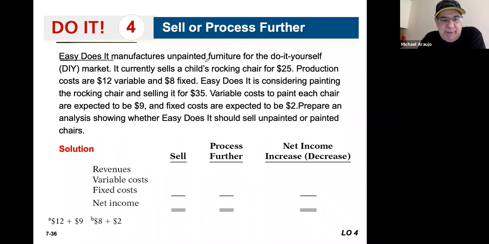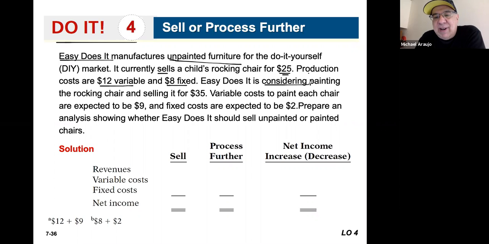Easy Does It manufactures unpainted furniture for the do-it-yourself market. Right now, they sell a child's rocking chair for $25. Their production costs to produce that chair are $12 in variable costs and $8 in fixed costs. So that's just to sell the unpainted rocking chair.